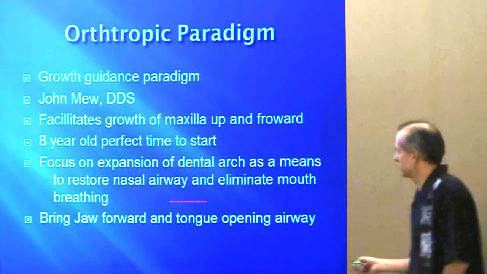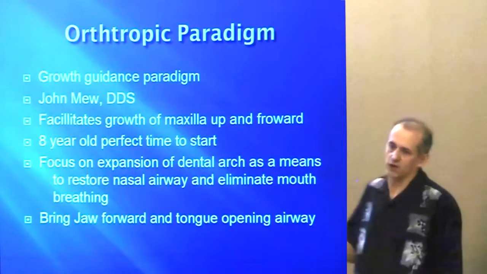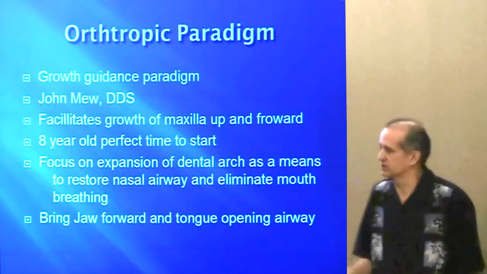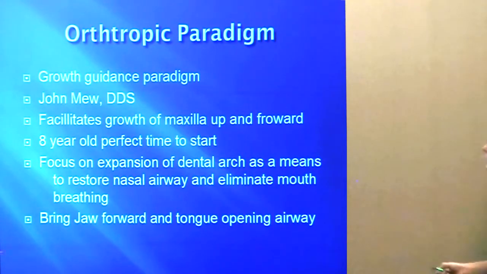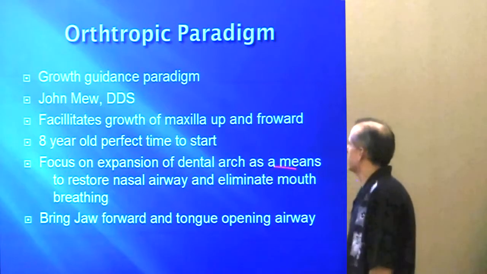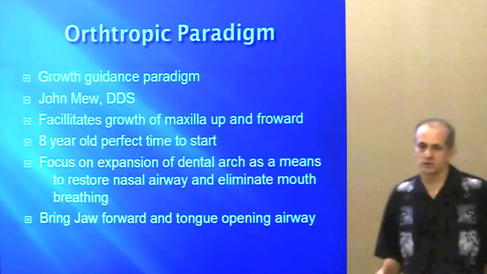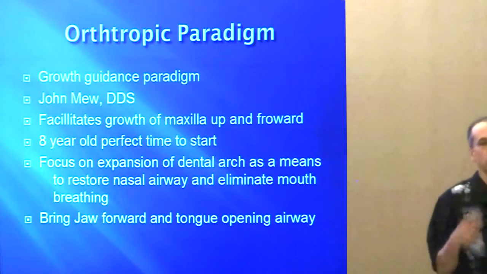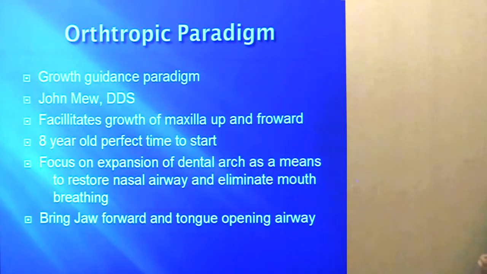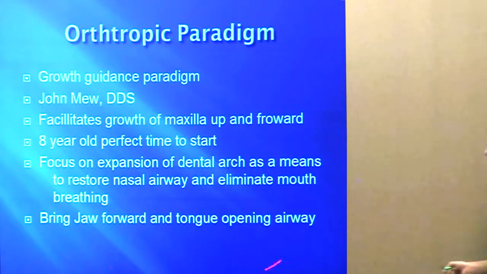So his whole thing was you develop the maxilla up and forward, and that you should start by the age of 8 years old, meaning you have a lot of growth left that he can guide with his appliances. So focus on expansion of the dental arch as a means to restore nasal airway and eliminate mouth breathing. So he knew back then that TMJ, dental arch, and airway were all the same problem. They were all functional losses. So when you bring the jaw forward and tongue forward, you open the airway.